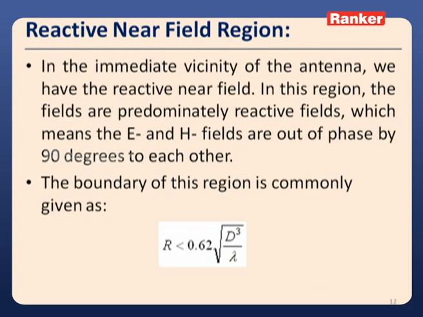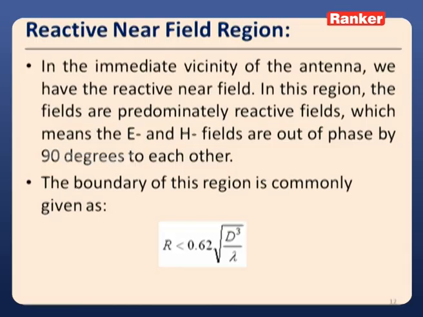The next region is the reactive near field region. What is the reactive near field region? The name itself indicates that it is a reactive field. For each and every change, the electric field and magnetic field will be affected. So the temperature will be there, and with a slight variation in the temperature, the electric field and magnetic field will vary. And for a slight variation in the signal, the electric field and magnetic field will vary.